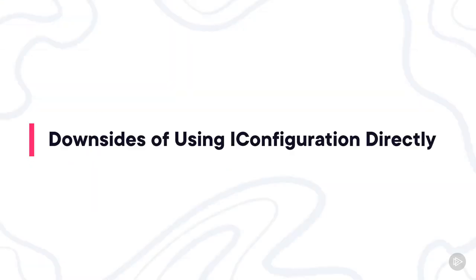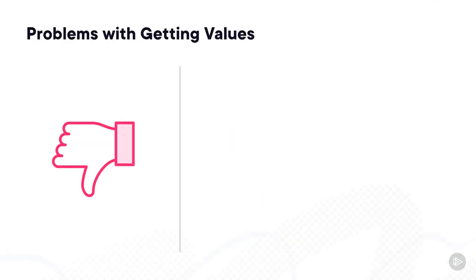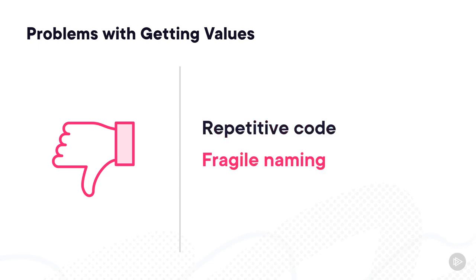Manually obtaining configuration values using hard-coded keys can become tedious since you must type the section and key names every time. This approach is also quite fragile, since changes to the naming of configuration entries may cause your keys to become invalid, and that can lead to bugs in your code.